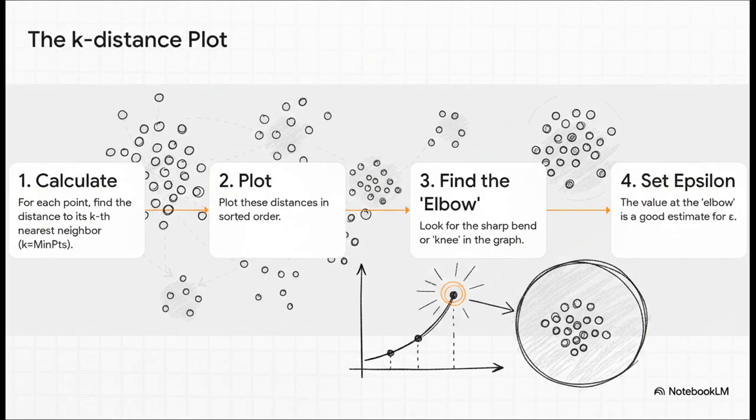Then, for every single point, you calculate how far away its kth nearest neighbor is. You take all those distances, sort them, and plot them. You'll get a graph that shoots up, and you're looking for the elbow, the exact spot where it suddenly gets steep. That elbow point is a fantastic estimate for your epsilon value.